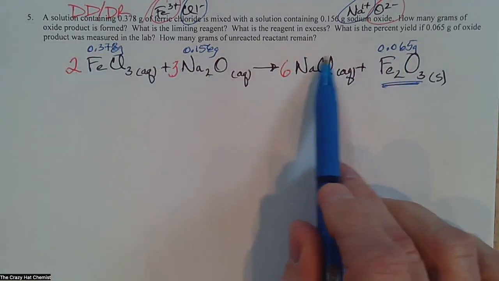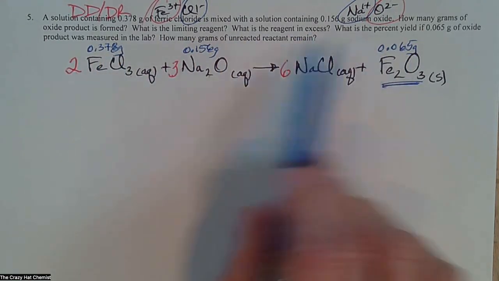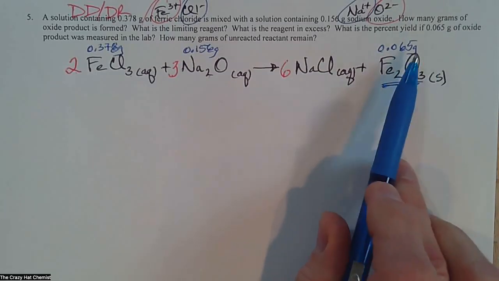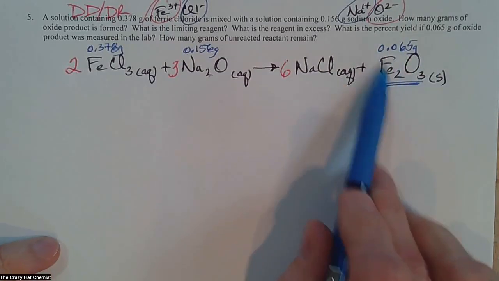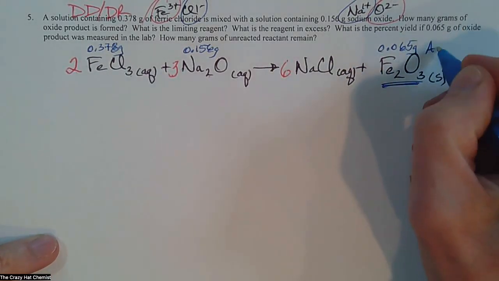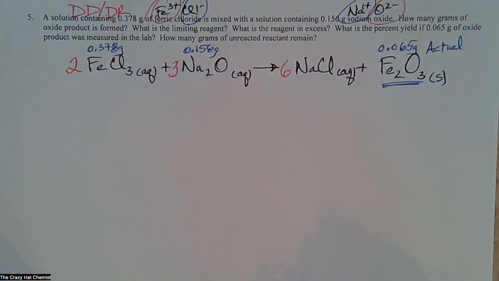If you have a number for one of the products, of which we do, that tells you that I need to take both of these numbers to this product, especially if I have a percent yield. So this will tell me the percent yield. And since it's the given value, this is the actual value, the given value of my percent yield.